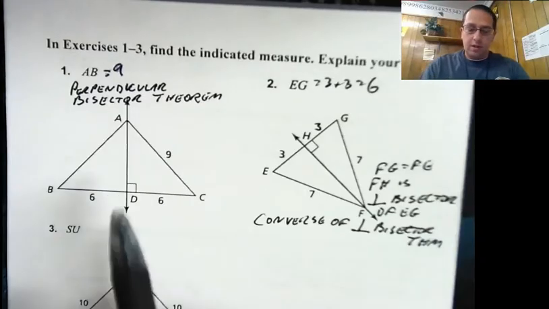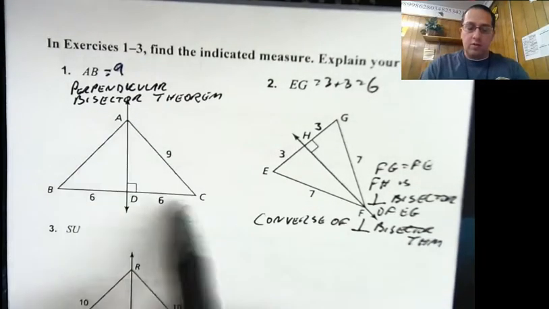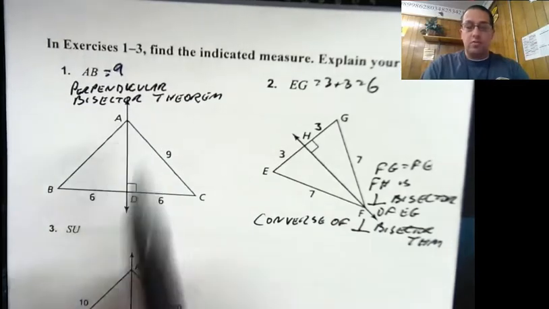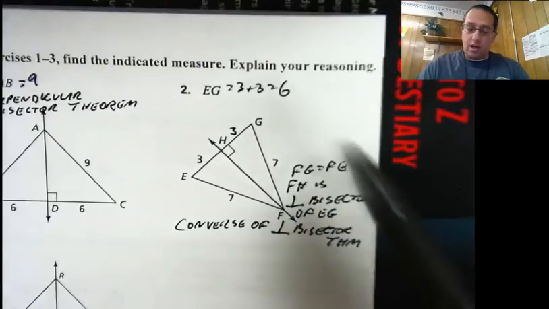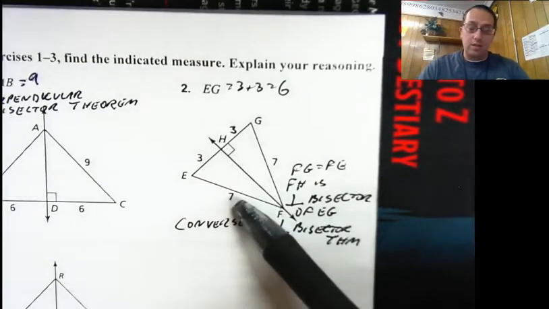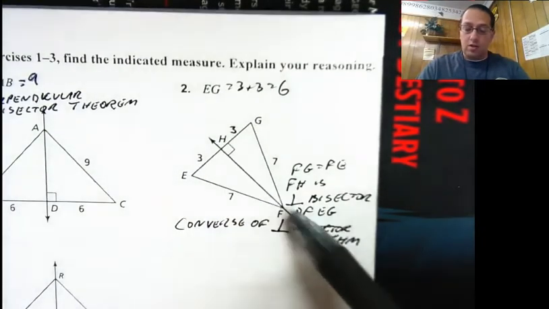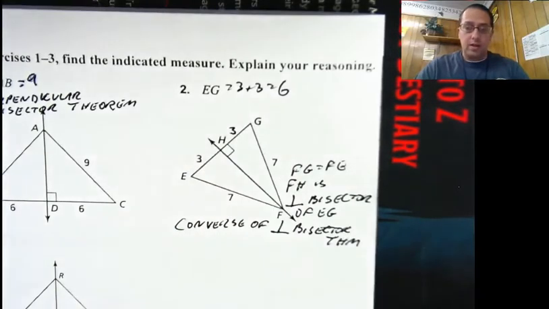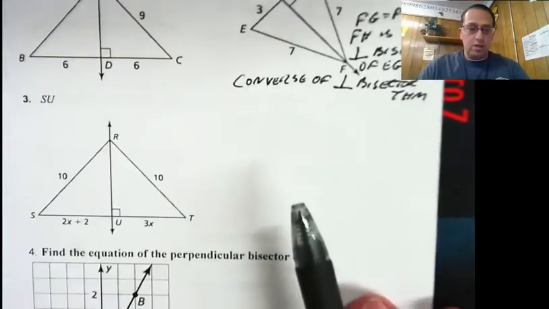Remember, if it's a perpendicular bisector, the point is equidistant from both sides, which basically turns it into an isosceles triangle. And over here, if it's equidistant from both sides, meaning it's basically an isosceles triangle, then it is on the perpendicular bisector. So these two will be the same length. Okay? So let's take a look at number 3.